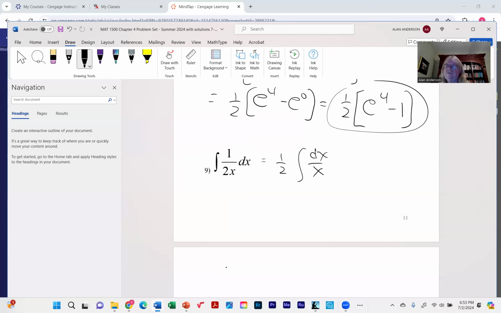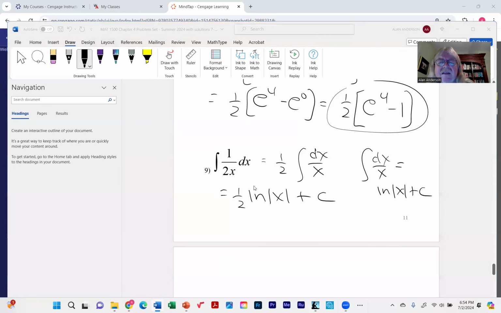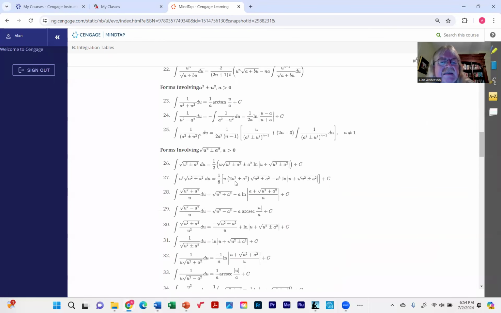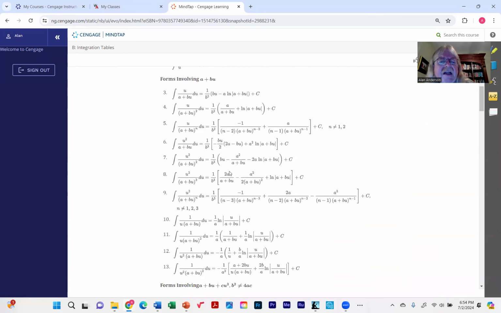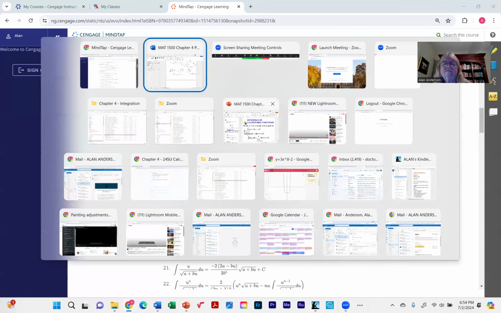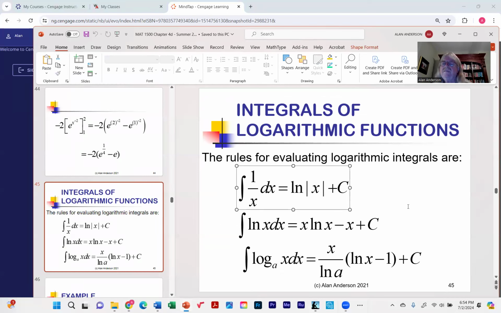And of course, you may recognize right away that this is equal to 1/2 times the log of absolute x plus c. Okay, so this is one of our important results. It should be in this chart somewhere. If it's not, it's certainly in the slides. It's this one right here. Okay, this is 4D. So this is one of the ones you might want to think about making up a little chart of your own, just so you can quickly refer to it.